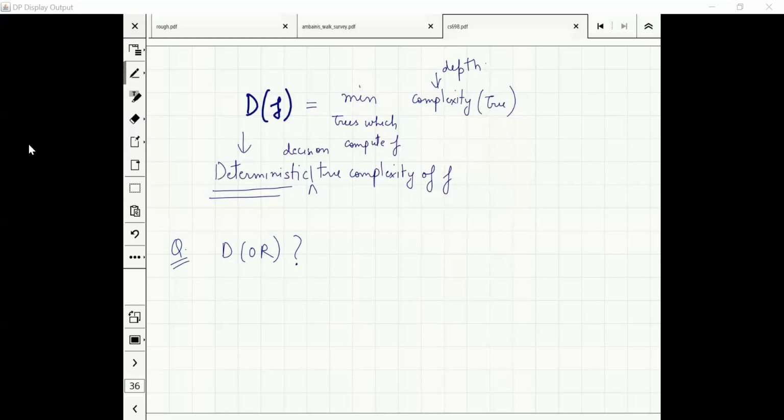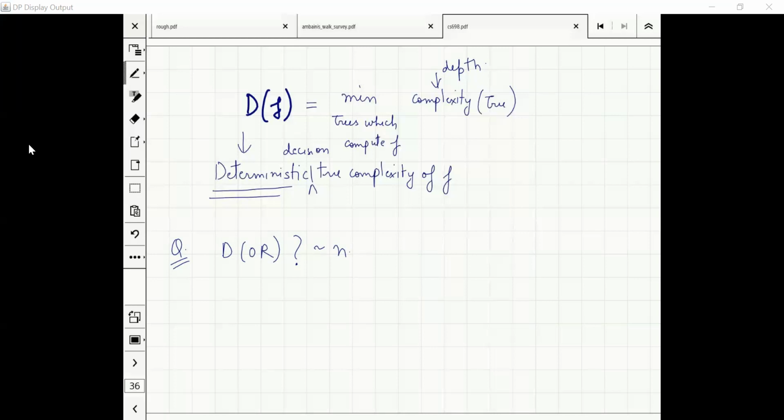Can you come up with a decision tree for OR? Let's just try to give at least one decision tree for OR. Sir, should it be n? Okay, yes, it is going to come out to n, and the easier part is to show that there is a tree of size n which computes OR. And what is that decision tree?